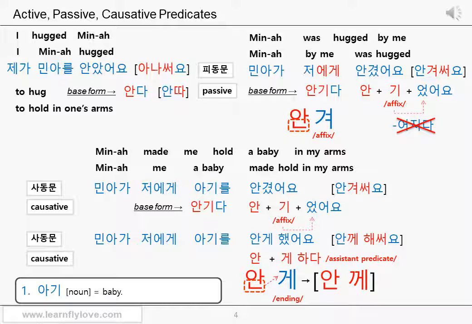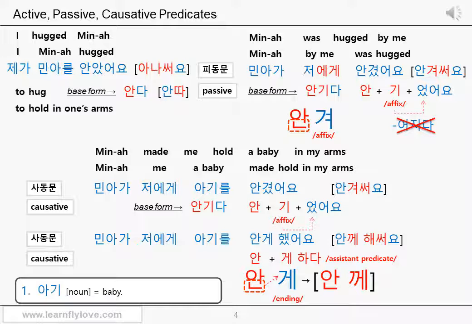Okay? So, 미나가 저에게 아기를 안게 했어요 is also a correct sentence. But the difference is the first sentence, 미나가 저에게 아기를 안겼어요, sounds more like Mina just handed the baby to you and you held the baby in your arms. And the second sentence, 미나가 저에게 아기를 안게 했어요, sounds more like, literally, Mina made you cuddle a baby.